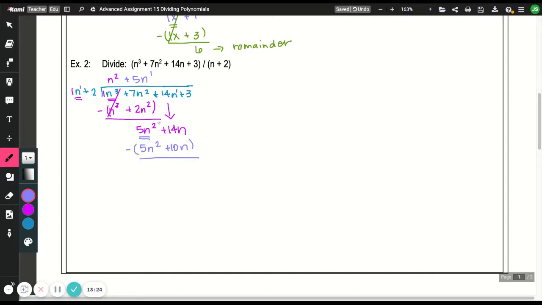5 minus 5 is 0. So those are gone. 14 minus 10 is 4n. And then we bring down the 3.